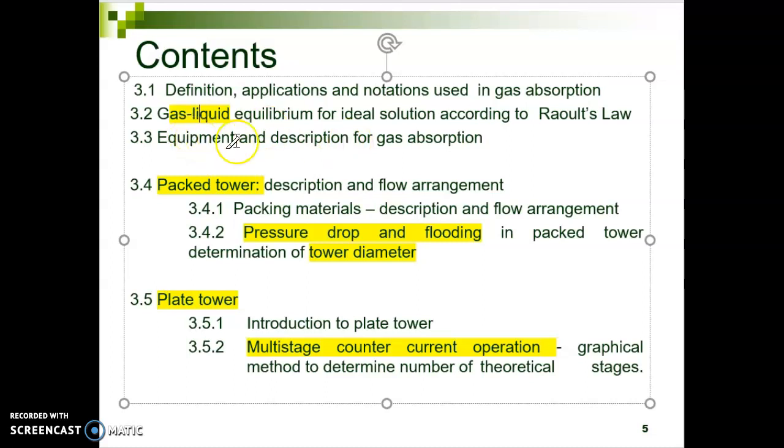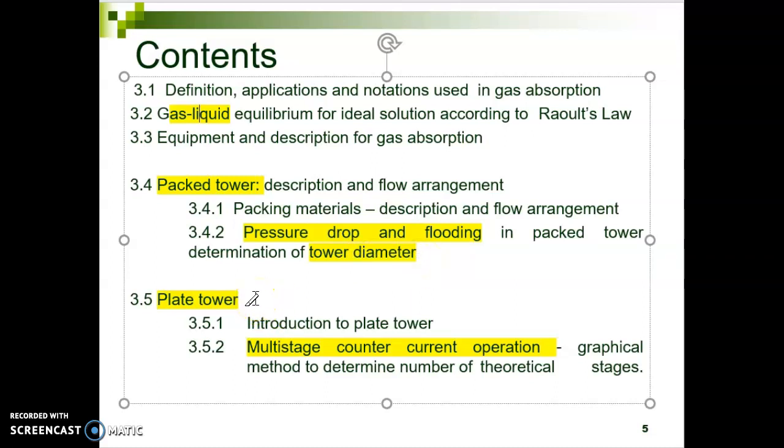There are many equipment used, but in our syllabus we focus on 2 towers, which are only the packed and the plate tower. For your packed tower, what is important first is your packing material. So you need to describe this packing material and their flow arrangement. And then you need to calculate their pressure drops and flooding. This is the popular theory for the packed tower, where there will be flooding depending on your pressure drop. And then for the calculation, you need to calculate the diameter of the packed tower. We also need to learn about their height.